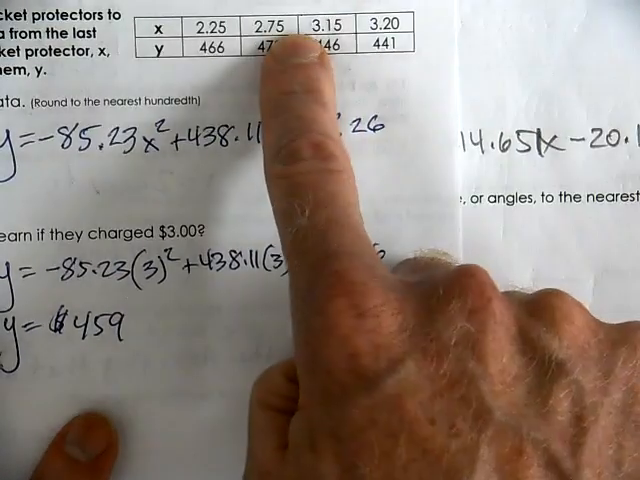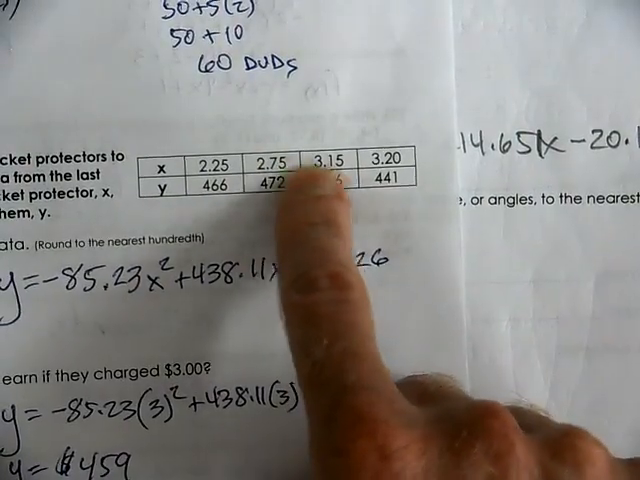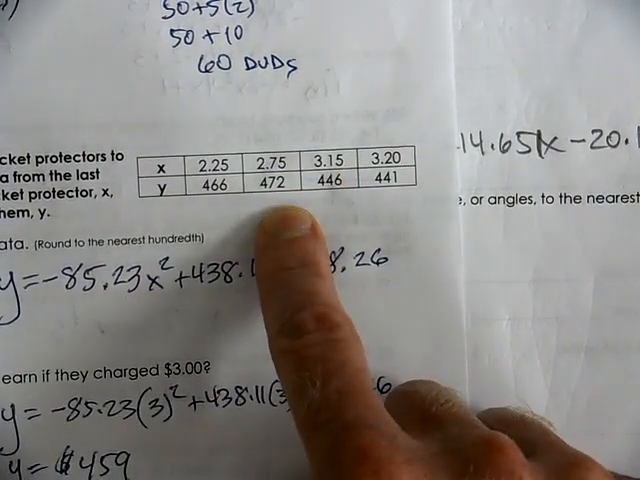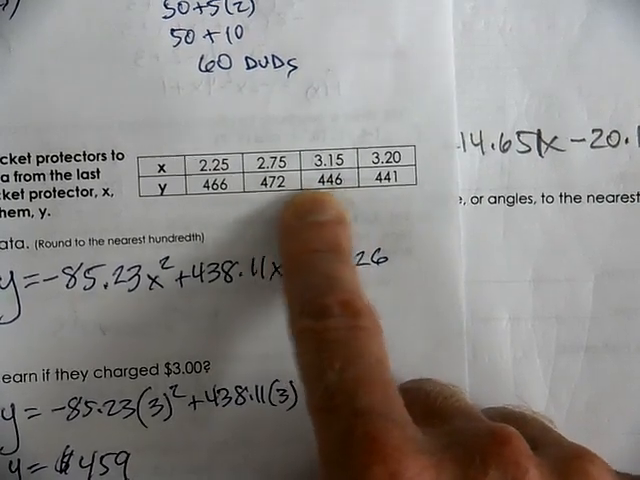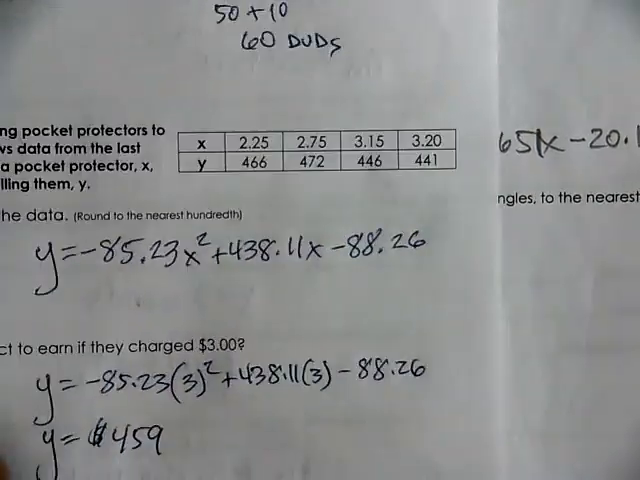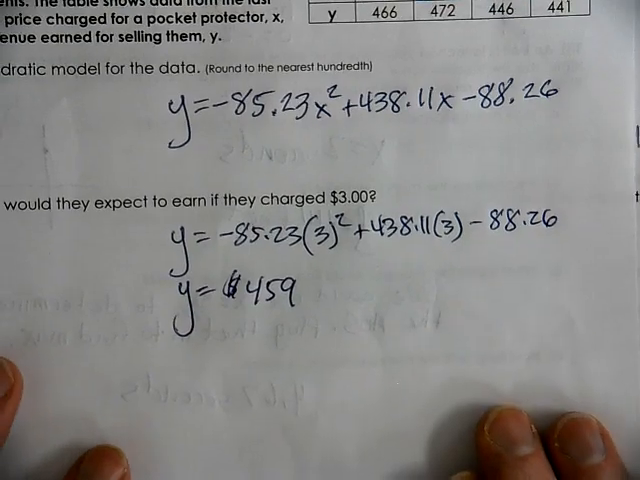So $3 would be in between these two amounts, and 459 is in between these two amounts. So that makes sense. Seem to be onto something here. Good luck.